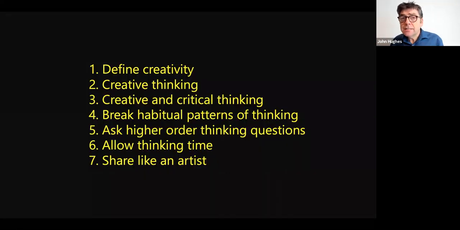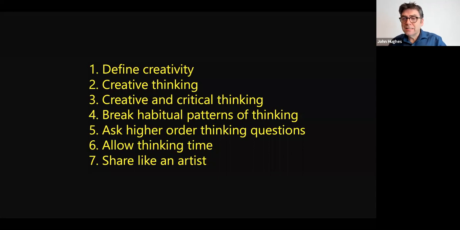So we've come to the end. Those are my 7 tips. We defined creativity in terms of big C, little c. Then we looked at creative thinking in terms of divergent thinking. And then I contrasted it with convergent thinking, critical thinking, and talked about the importance of the relationships of limitations.